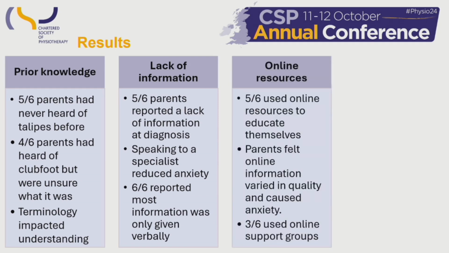Parents, as a result of their lack of information, resorted to using online resources. And so 5 of the 6 parents did that. The one parent that didn't felt they were quite well supported, and they felt that the online resources varied in quality, and poor quality information caused anxiety. 3 out of the 6 parents also used online support groups, and they felt that this was really beneficial to air their concerns and to discuss the practicalities of raising a child with talipes.